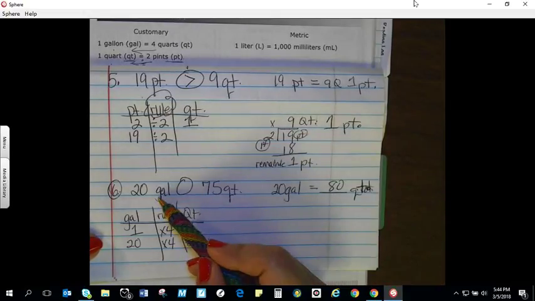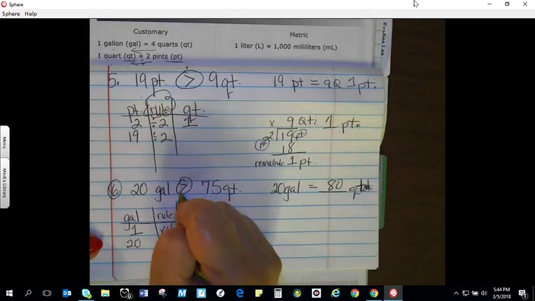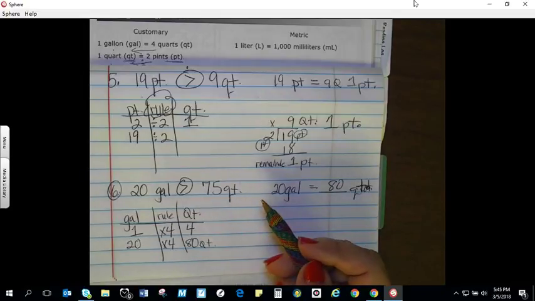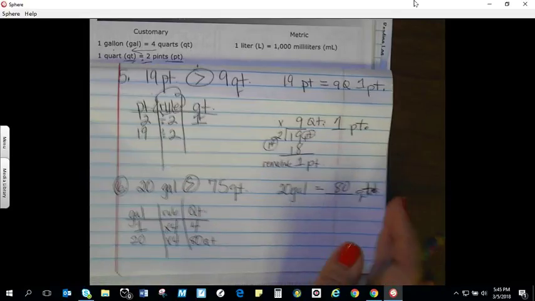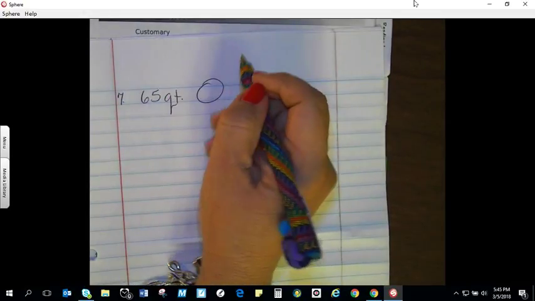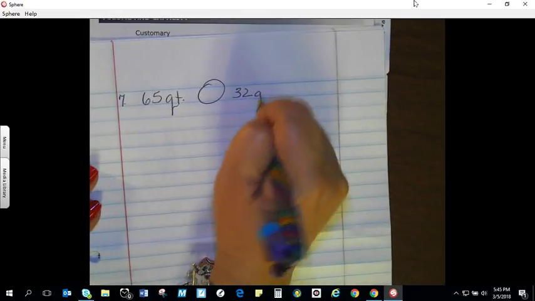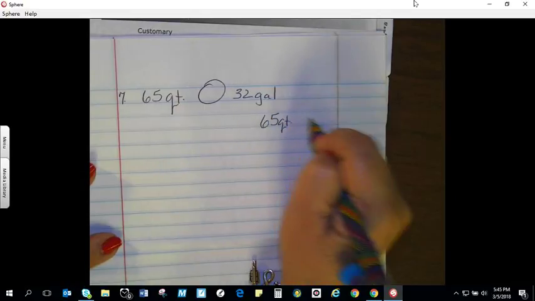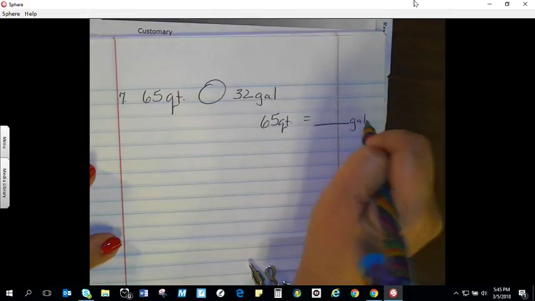Well, which one's going to be greater? Absolutely right. 20 gallons is greater than 75 quarts. Okay, we have 3 more questions to go. Let's look at number 7. Number 7 is 65 quarts and 32 gallons. Are those equal? So I'm going to, what is 65 quarts equal to? How many gallons is that equal to?